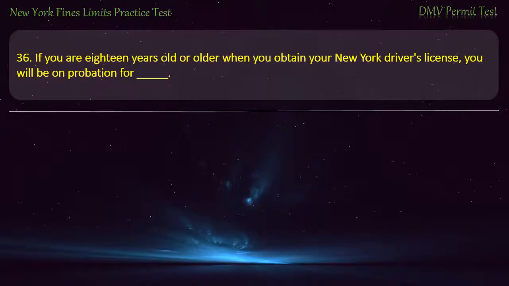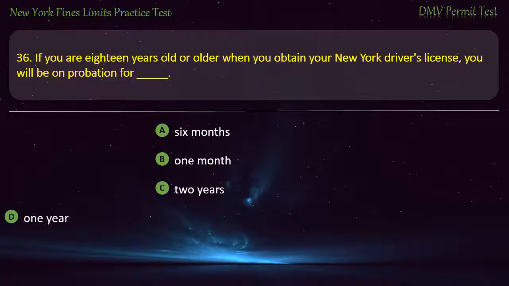Question 36. If you are 18 years old or older when you obtain your New York driver's license, you will be on probation for 6 months, 1 month, 2 years, 1 year. Answer: 6 months.